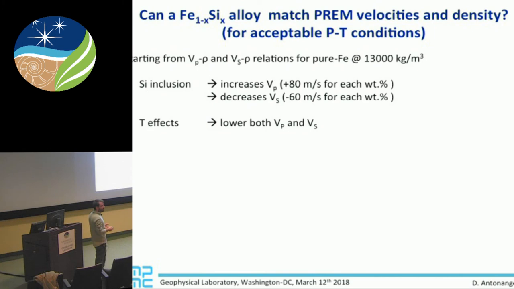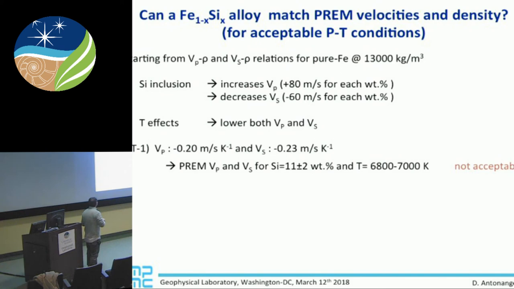And then we need to include temperature effects, which are known to lower both VP and VS, but for which different results give different effects. So I will use the three results and see which kind of conclusion we can derive. In the first thermal model, we will take corrections from ab initio calculations on alloys of 6.7 weight percent. And we end up matching PREM density, VP and VS for an alloy with 11 weight percent of silicon and temperature around 1600 Kelvin.